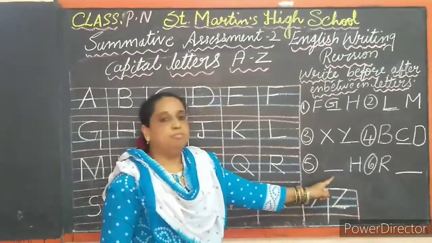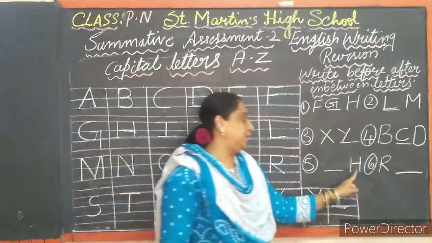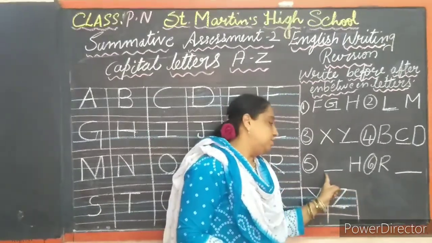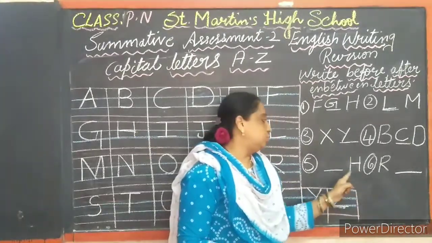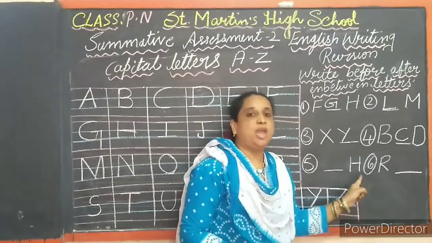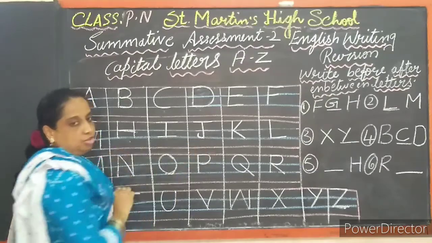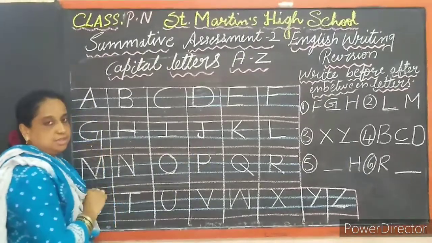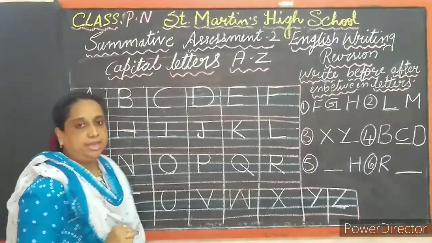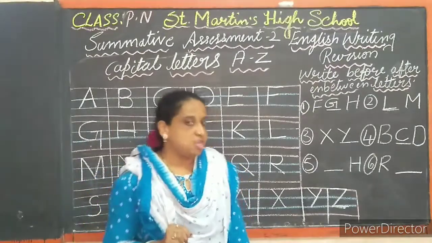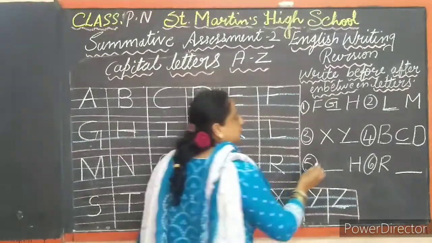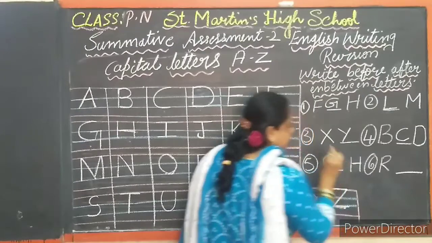Next, first a dash is there, after that a letter is there. So this is a before letter. So we should write the letter which comes before H. H is written, children. So before that a dash is there. So what letter should I write there? Can you tell me, children? Yes, very good. You should write letter G in this place.